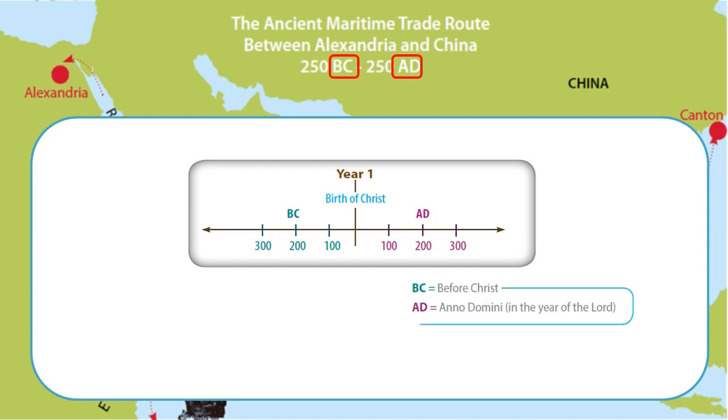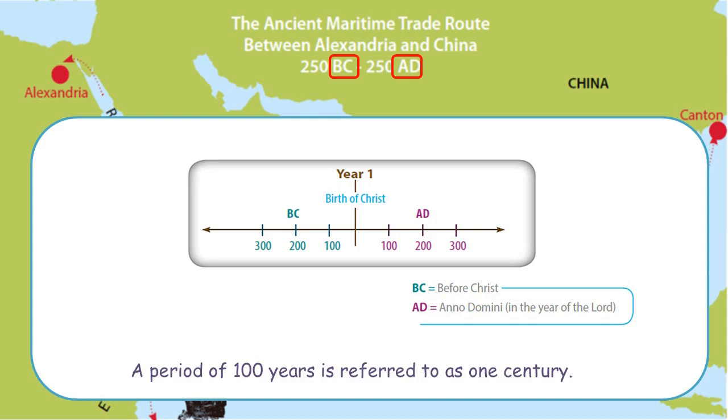BC means before Christ, for example, 250 BC. And AD means Anno Domini, in the year of the Lord, for example, 250 AD. Now from the timeline, what can you observe from the difference between the numbers? You are right. There are 100 years between each bar on the timeline. A period of 100 years is referred to as 1 century.